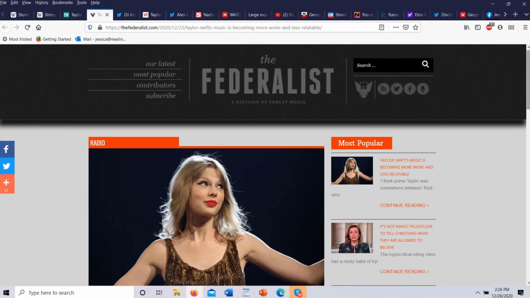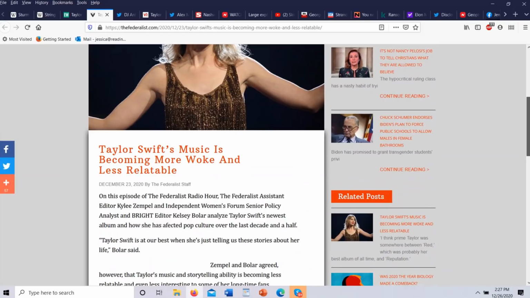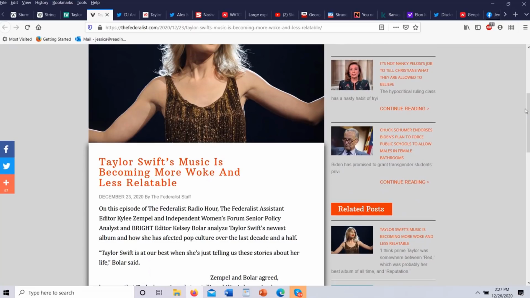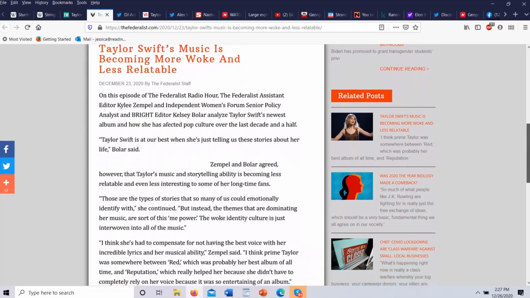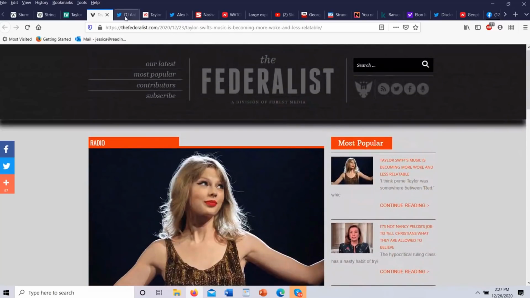There was also this article that came up from the Federalist: Taylor Swift's music is becoming more woke, they use the word woke, and less relatable. Typically everyone was very engaged in music. Music, tones, and frequencies can really appeal, can mesmerize, can do all sorts of things. And some of the magic is starting to go away. That's what this article is about.